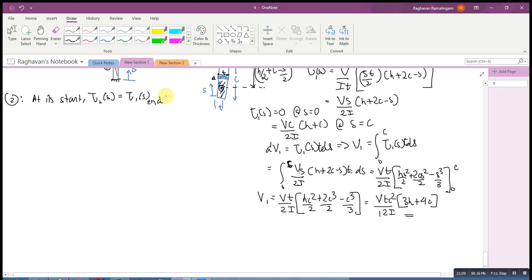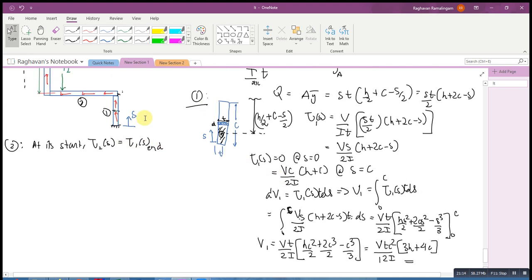Whatever the shear stress is at the end of 1 should be the shear stress at the beginning of 2, because it is the same point. So at the starting of element 2, the shear stress should be equal to whatever it was at the end of 1. Okay, so just remember that.